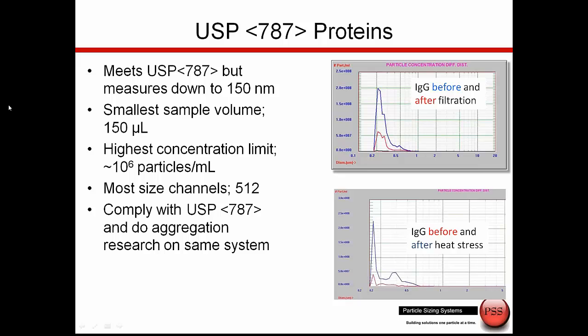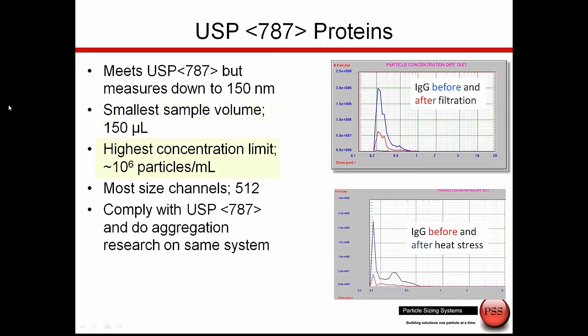The data you see on the right is for IgG protein, in the upper right before and after filtration, in the lower right before and after the sample was heat stressed. In both cases, you'll get the concentration in particles per ml before and after the sample has been modified. We can measure very small sample volumes of proteins down to 150 microliters, and remember the sample can be recovered.